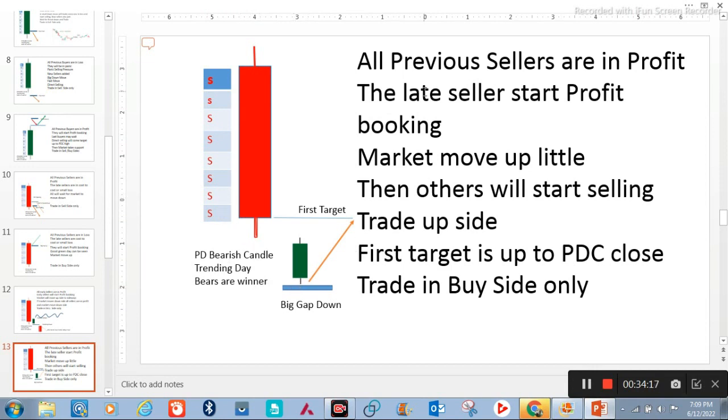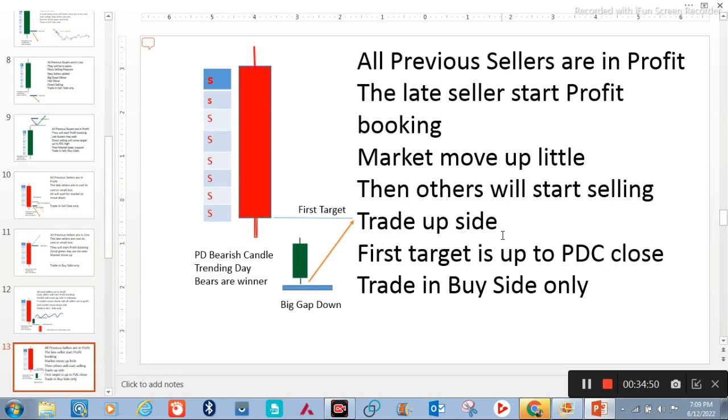All are in profit. The late sellers start profit booking. Market moves up a little because they have started booking their profits. When they are on the sell side, they are buying. It will go up. Then others will also start selling.